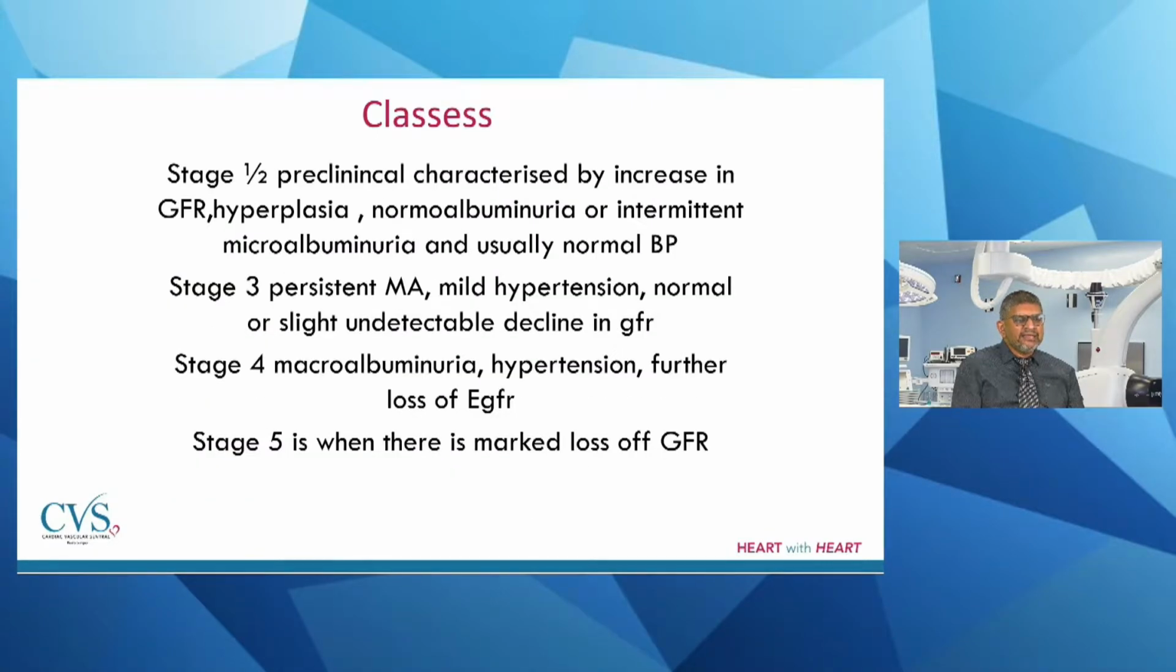So this is the previous classical staging for diabetic kidney disease. Stage 1 and 2 is basically classified as preclinical. It's due to functional and anatomical changes within the kidney, whereby there's an increase in the GFR, mesangial hyperplasia, and at that point in time, no proteinuria or intermittent microalbuminuria. At this stage, the blood pressures are usually normal.